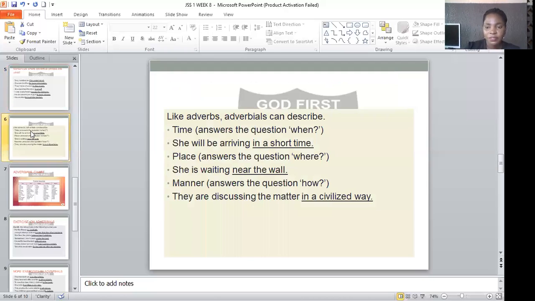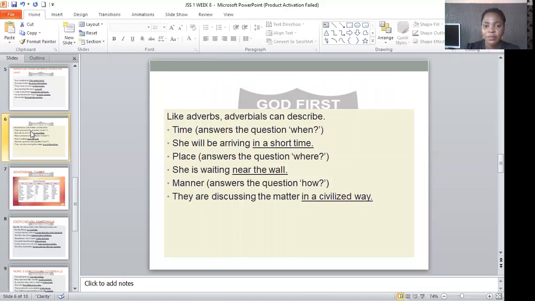Like adverbs, adverbials can also describe time. That means it answers the question when. When did the action take place? She will arrive in a short time. When will she arrive? She will arrive in a short time. So "in a short time" here is an adverbial.